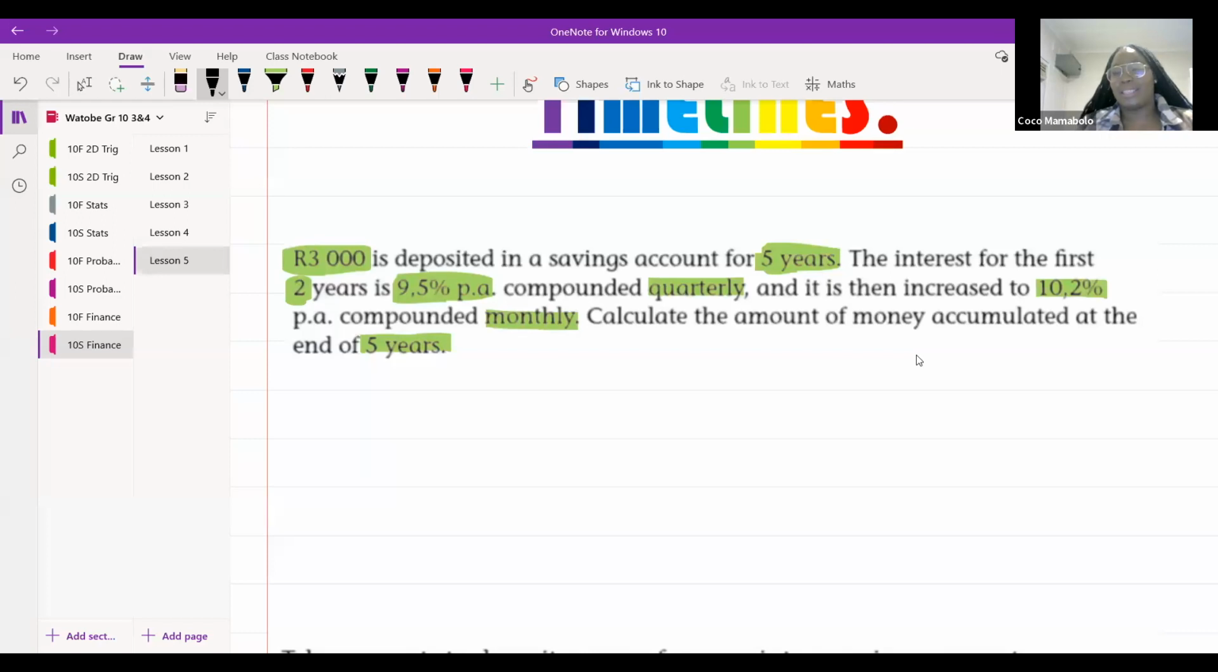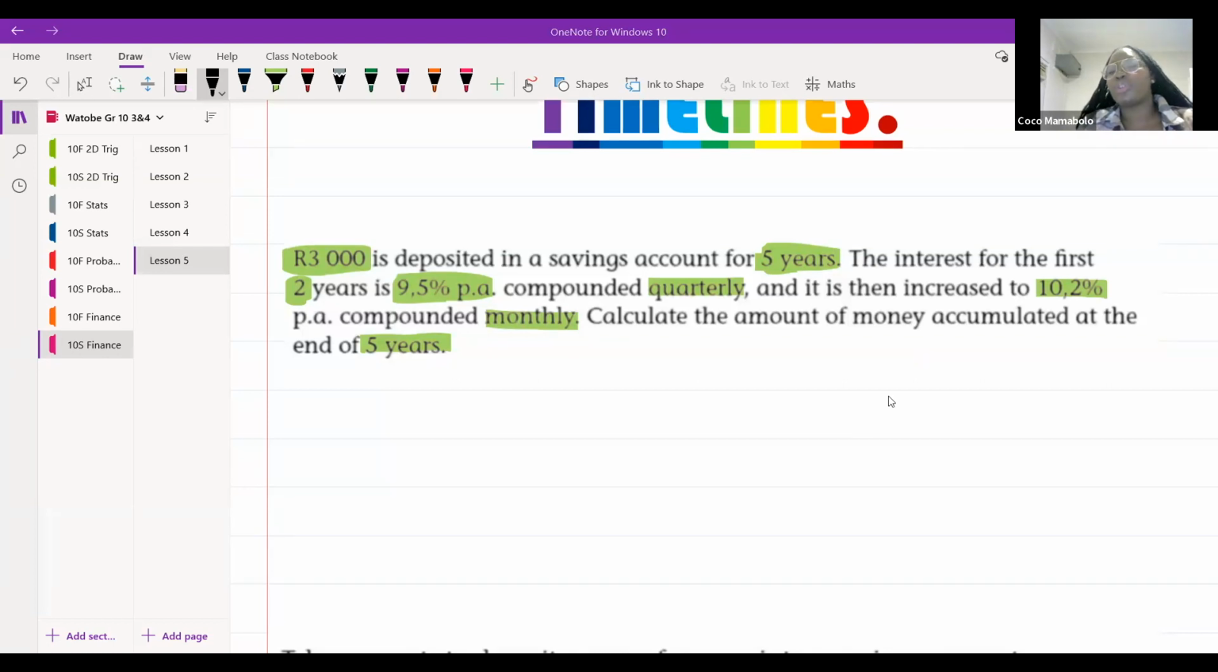Good. But at a particular year, something changes. What happens in which year? After how many years does something change? Correct. At year 2, something changes up.